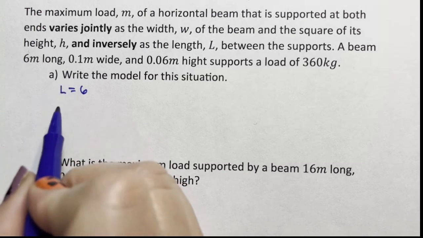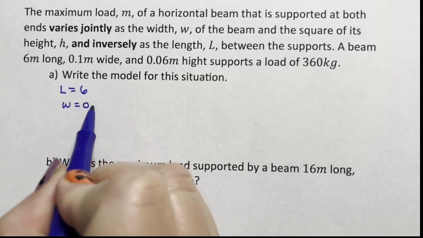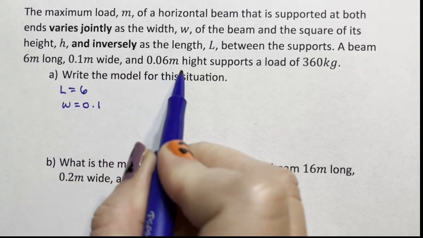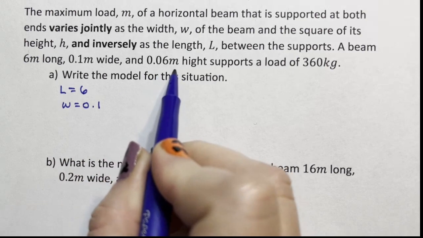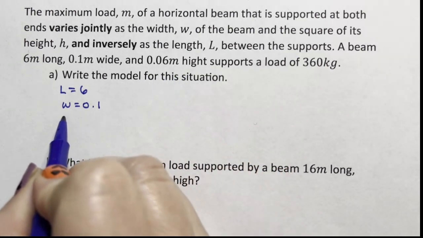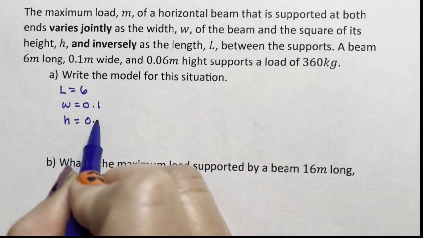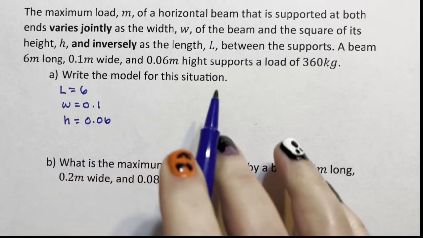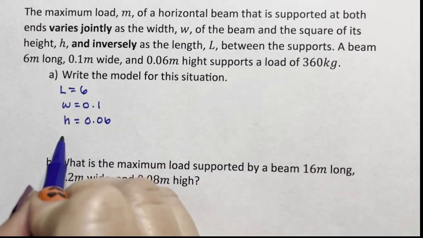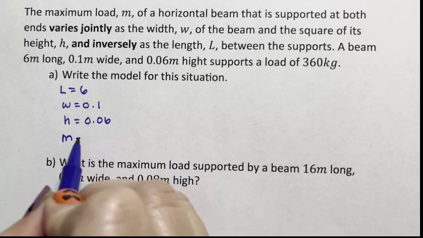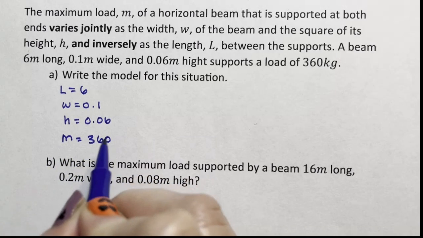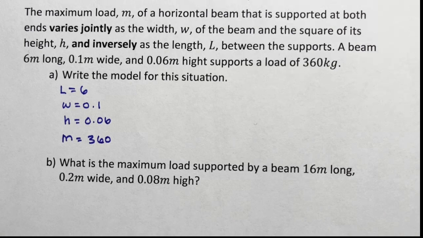0.1 meters wide, so the width is 0.1, and 0.06 meters height. So the height is 0.06, and it supports a load, so the maximum load is 360 kilograms. With this many variables, I think it's easier to assign the numbers to the variables.